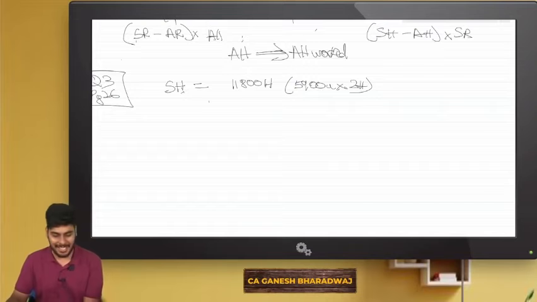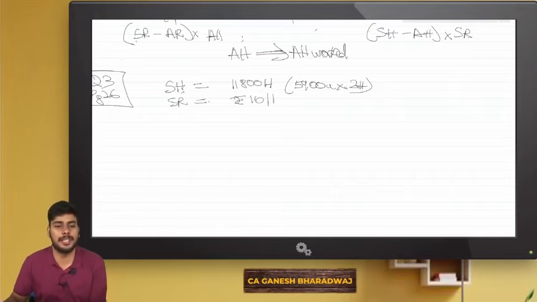Yes, standard hours. Then standard rate. What's your standard rate? Rupees 10 per hour. How did you get this? What's your budgeted overheads?